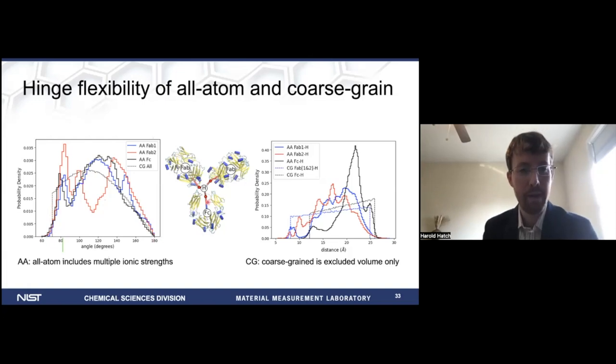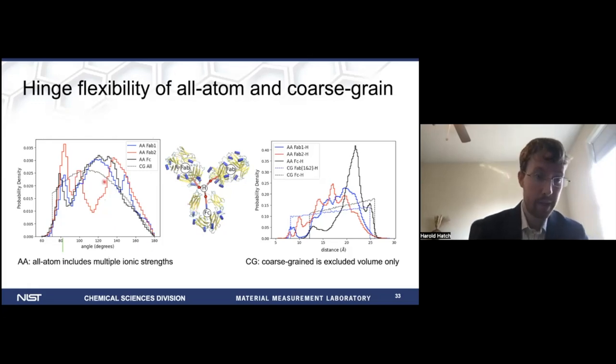Obviously, 180 is the maximum when it's straight. What I'm showing here for this coarse grain curve with the dashed line is having only excluded volume interactions between the domains. I'm not including the specific interactions between the domains; those will be included in the simulation. But for getting this probability curve, this is essentially like a sine distribution you would expect from randomly picking angles, but they were cut off at a certain minimum angle. So the all atom informed this minimum angle choice.